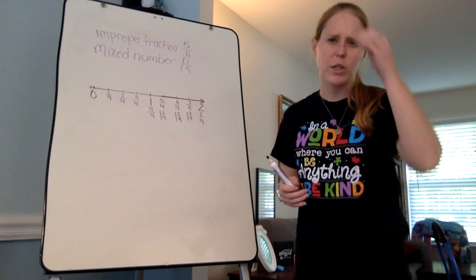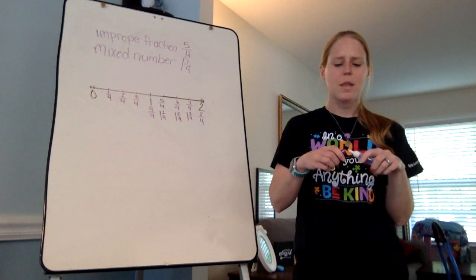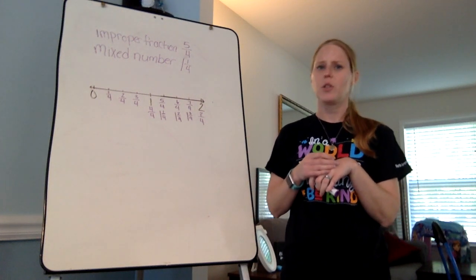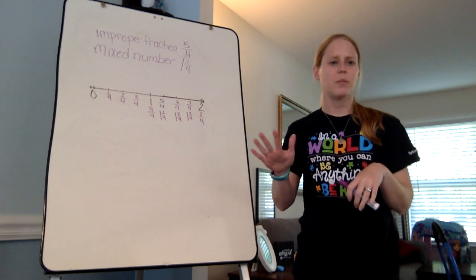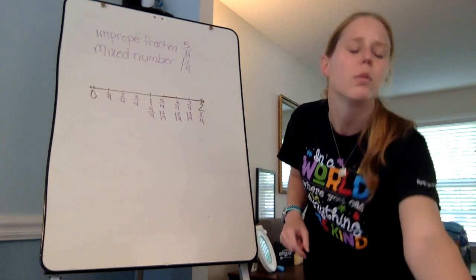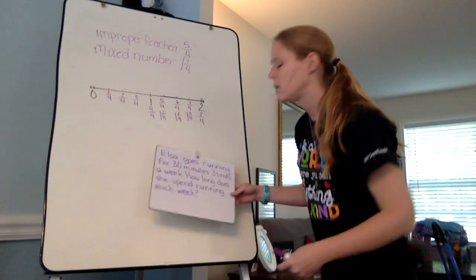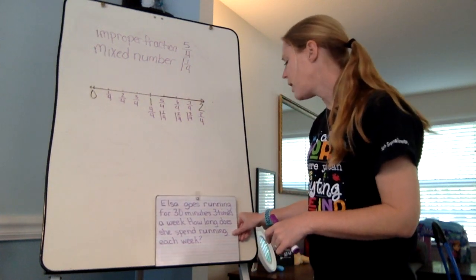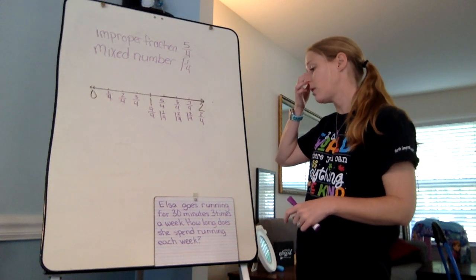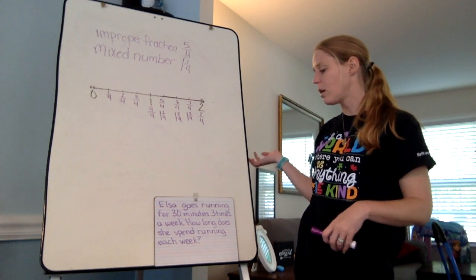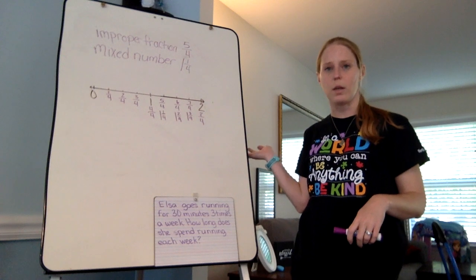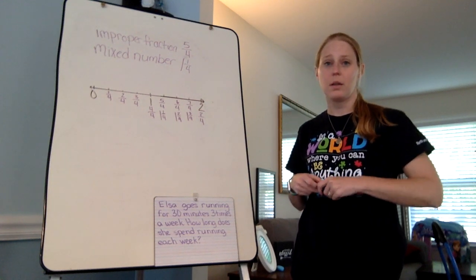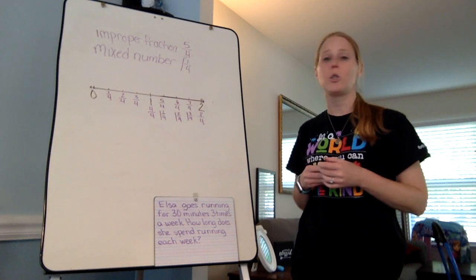All right, so challenge question. There is a question on the Put It on the Line that you have that's really tricky, and so I did not want to leave you guys by yourself through it. I thought I'd walk through it with you. And it's the one that looks like this. It's in the bottom left corner. It says, Elsa goes running for 30 minutes 3 times a week. How long does she spend running each week? Your number line goes from 0 to 2.